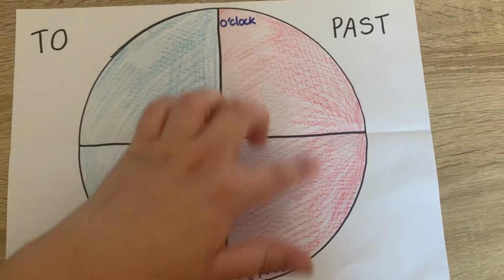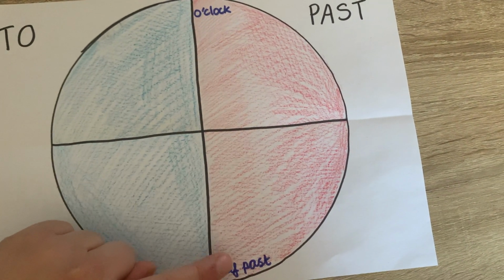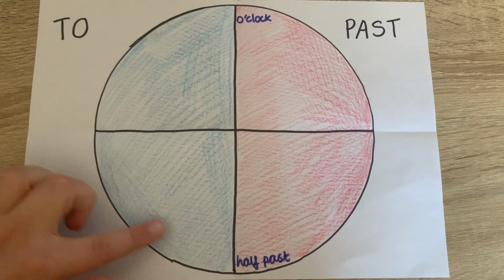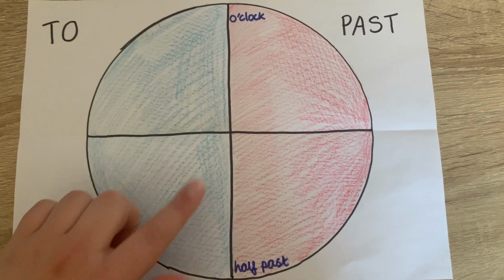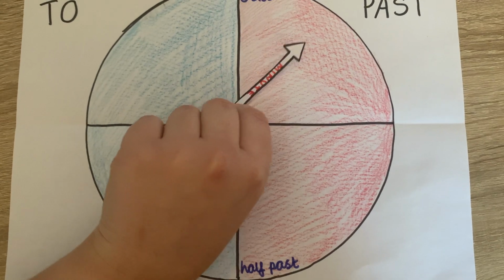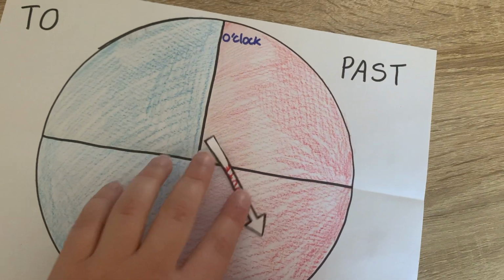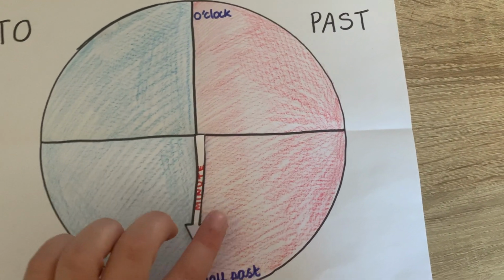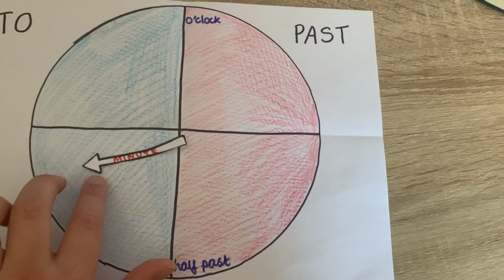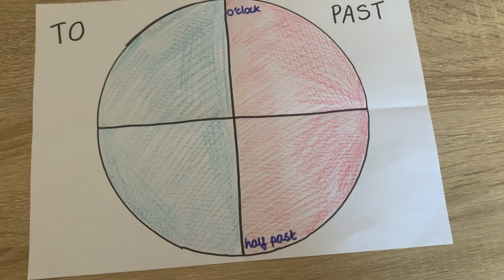This half of the clock, the red half, is past. So everything on this half of the clock we would say is past the hour. On the blue side, it is to the hour. So when the minute hand, let me grab my minute hand again, moves along this side, this is past. And then as soon as it gets to the 6 and moves past into the blue area, that then becomes to. Okay, and we're going to need to remember that for this lesson.